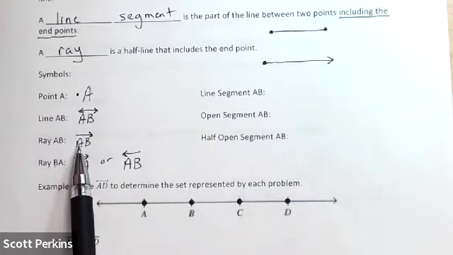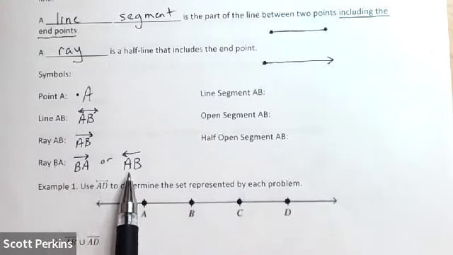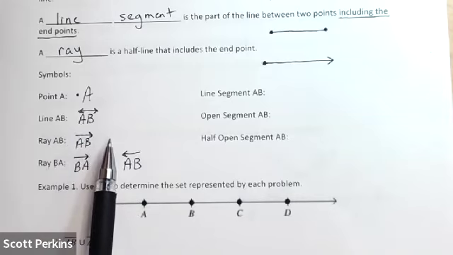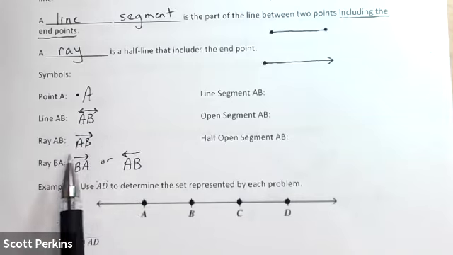But make sure that you understand the notation here: when you're reading a ray, there is a definitive starting point, and then the other point determines the direction the ray is going in. So AB with the arrow going from A to B is different than BA with the arrow going from B to A. Those are completely different things.